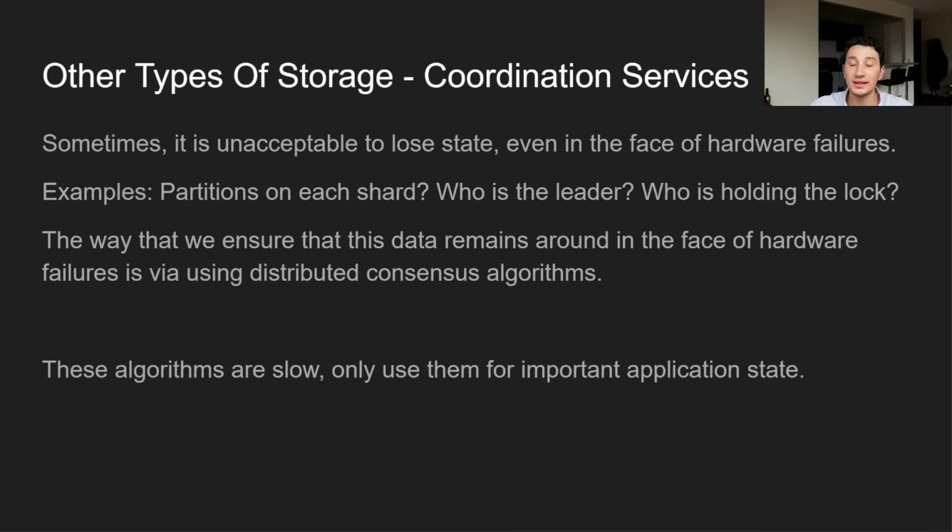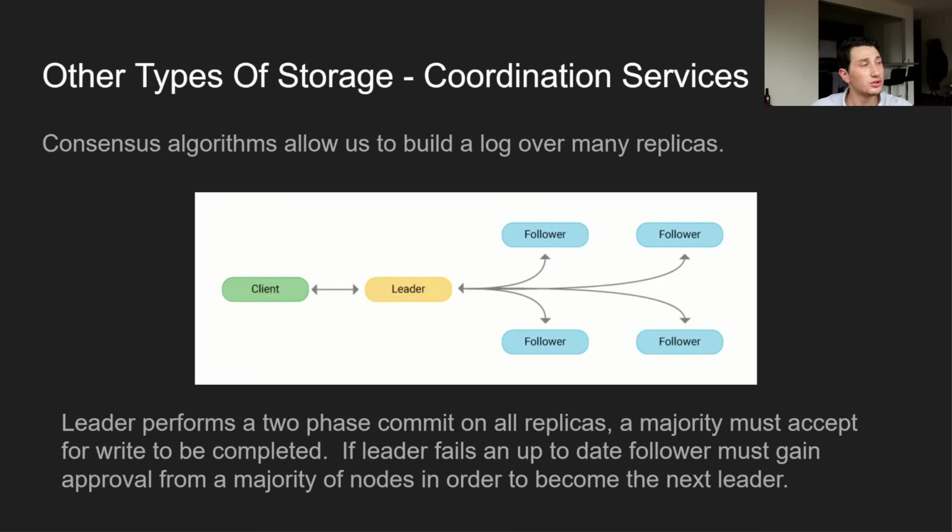And the reason this is good for a task like this is that they use an algorithm known as distributed consensus. So basically the idea here is that despite these algorithms allowing us to make sure we never lose data, even in the face of hardware faults, they're fairly slow to write to and read from. And as a result, we really only want to be using them for important application state.